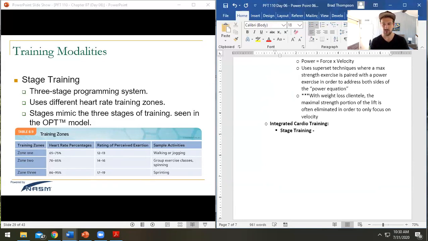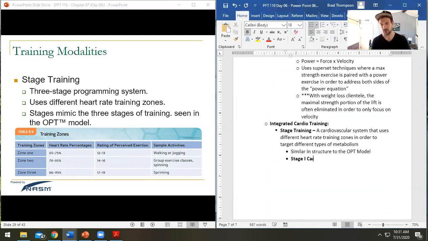is a cardiovascular system that uses different heart rate training zones in order to target different types of metabolism, right? So it is similar in structure to the OPT model. So we have got stage 1 training, right? And that's going to consist of zone 1, which is going to be 65 to 75.